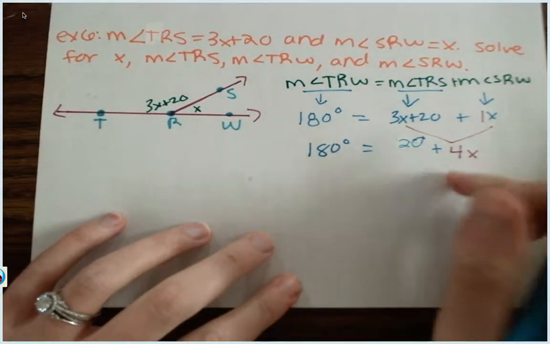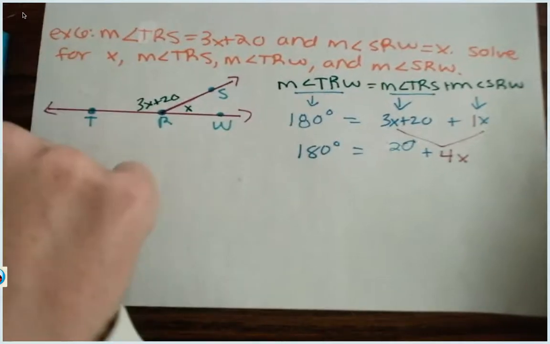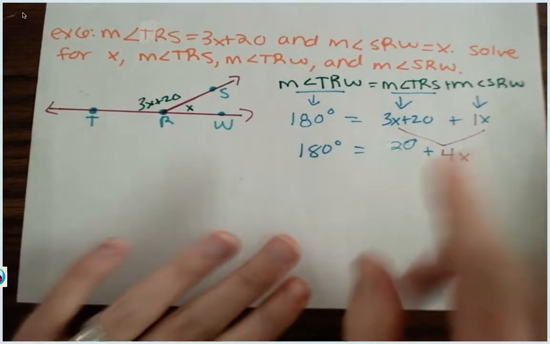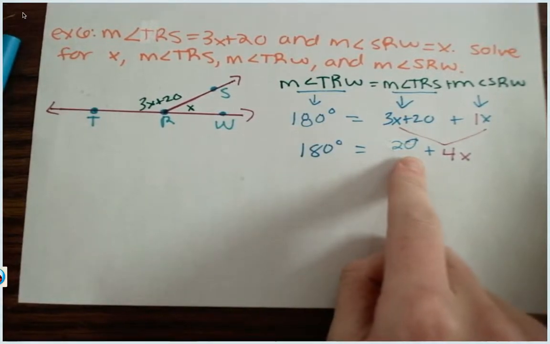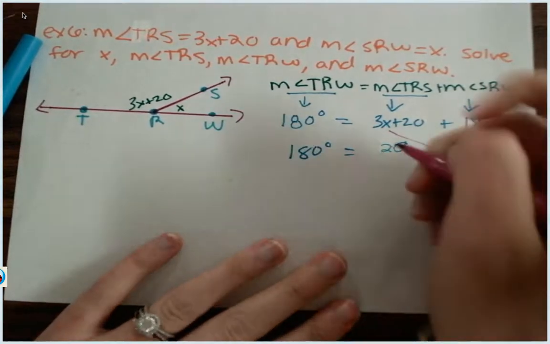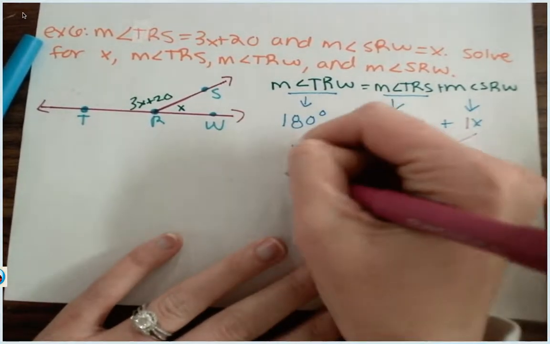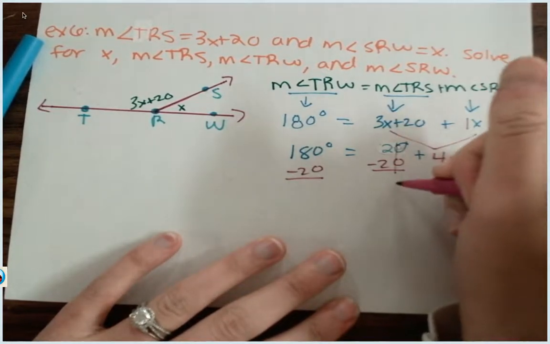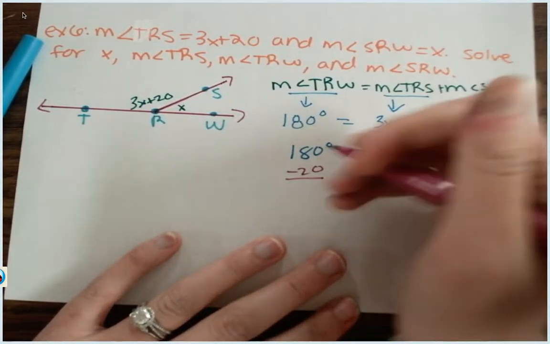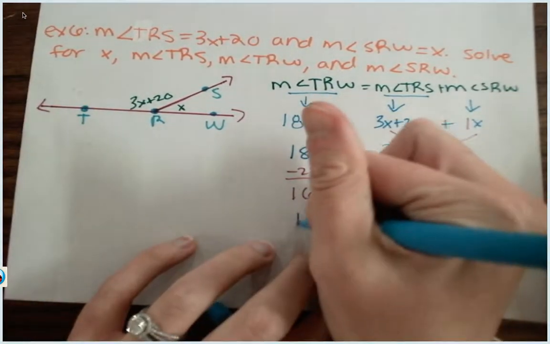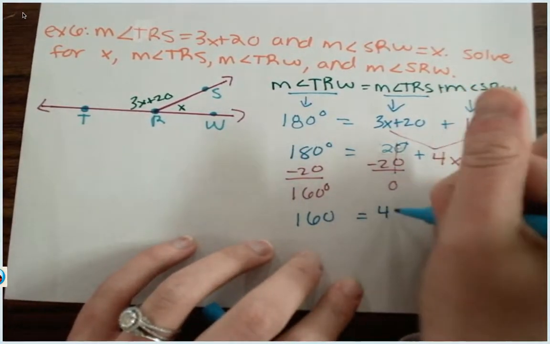Now I need to get my x all by itself on one side. First, I need to move this 20 to the other side. Since it's a positive 20, I do that by subtracting 20 on both sides. So 20 minus 20 cancels and turns to 0, and 180 minus 20 gives me 160. Now I'm left with 160 equals 4x.